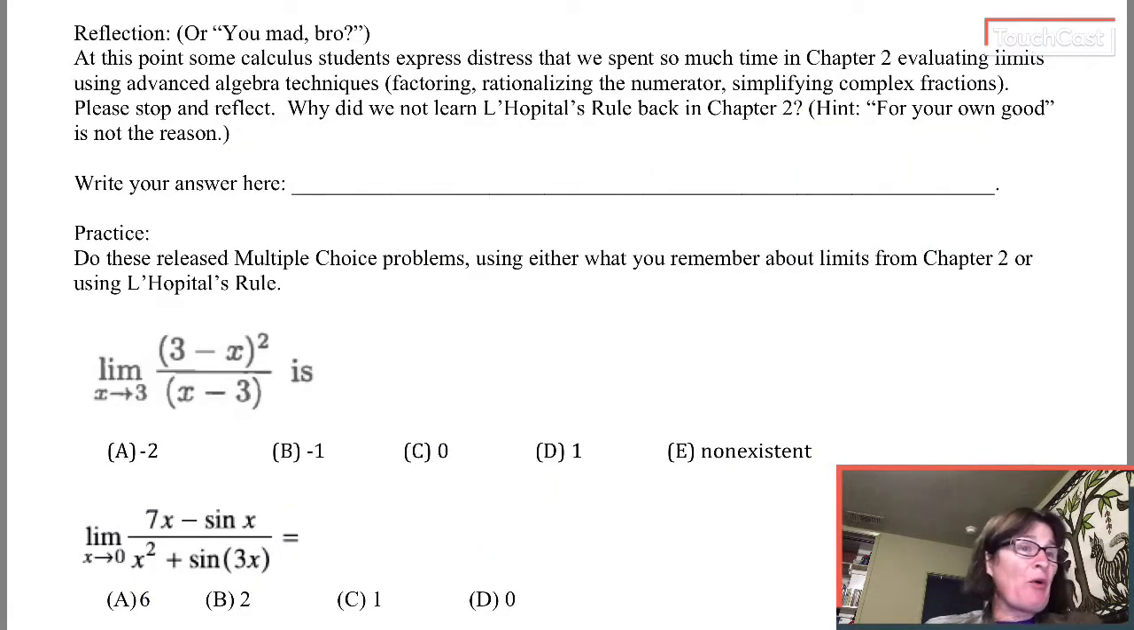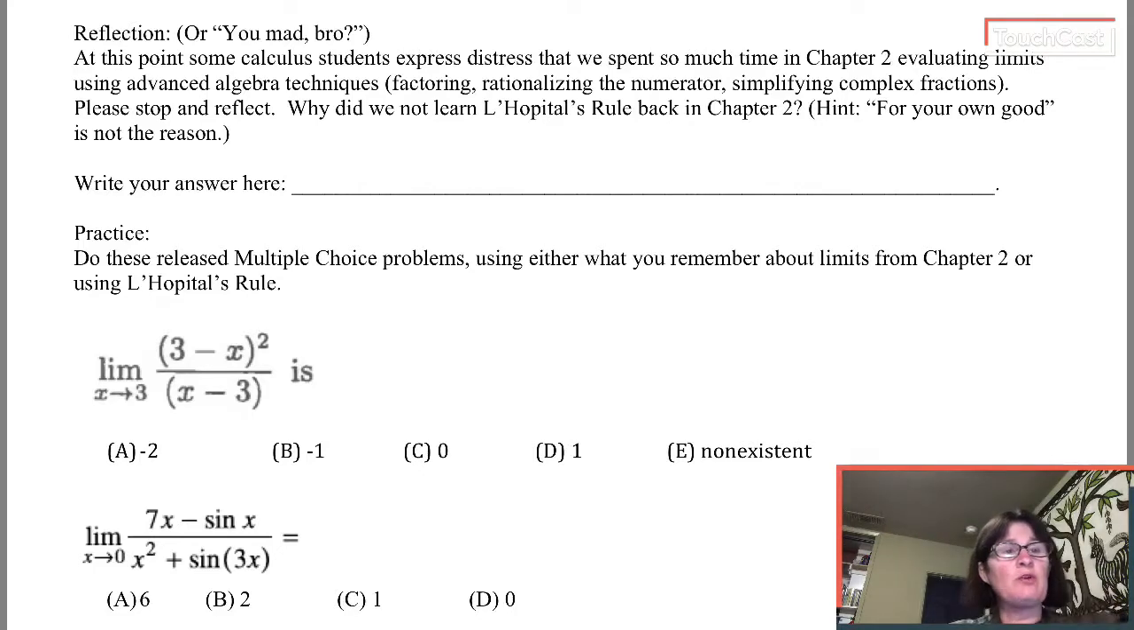Okay, at this point, lots of students say, hey, L'Hopital's rule is pretty fast and pretty cool. It makes finding the limits of at least functions that look like quotients a lot easier than all that stuff we did back in chapter 2. So I just want you to take a minute. I didn't do it in chapter 2 to torture you. I want you to stop and write yourself an answer. Why did we not learn L'Hopital's rule back in chapter 2, back when we were first evaluating limits? So you're going to write your best answer there.